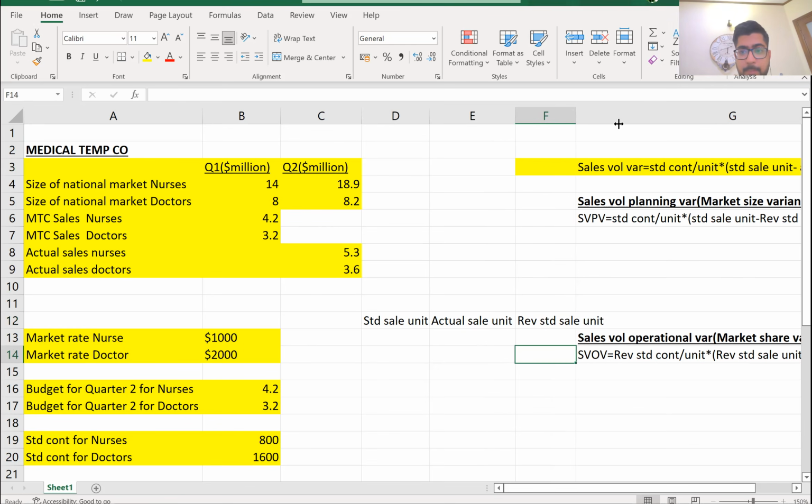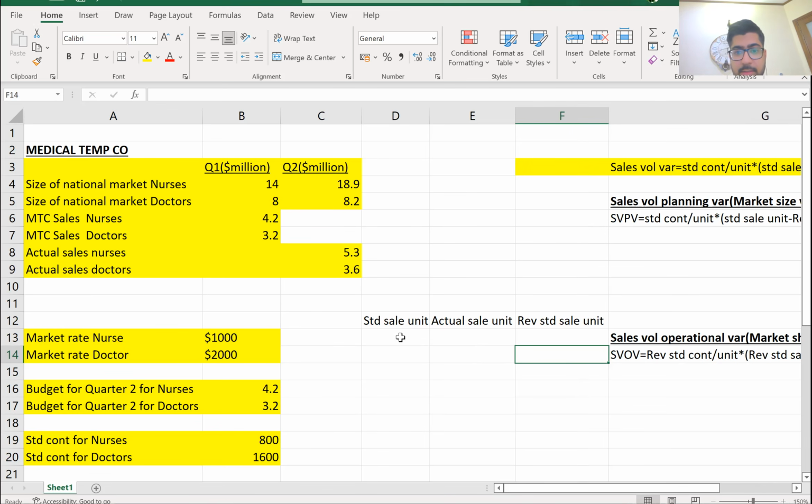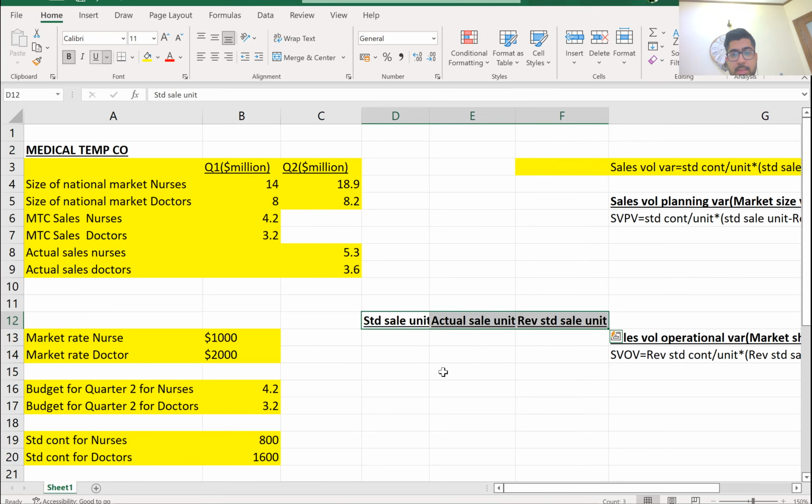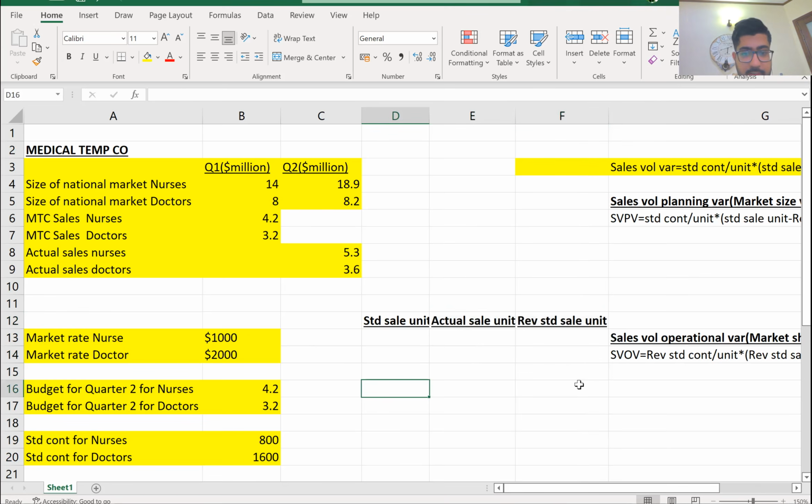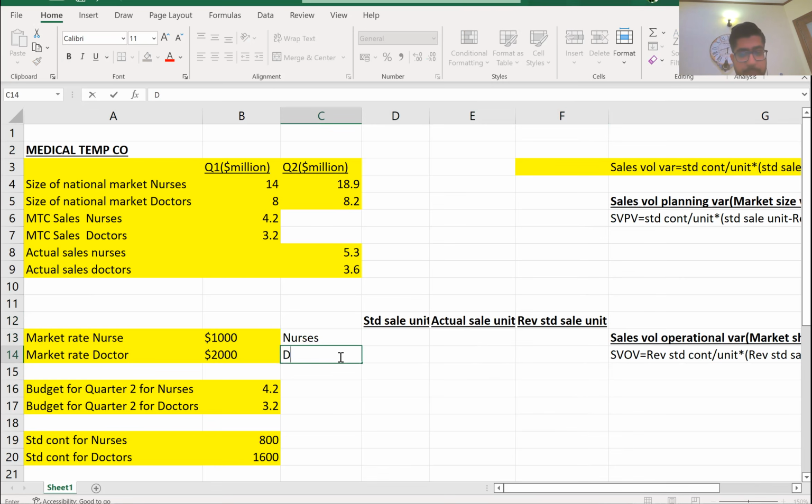I have seen the formula that in order to calculate these variances, as per the formula, we need three things: standard sales units, actual sales units and revised standard sales units. So I want you to pay attention to how I'm getting all these things. And we need them for nurses as well as doctors, and we are computing this for quarter 2.